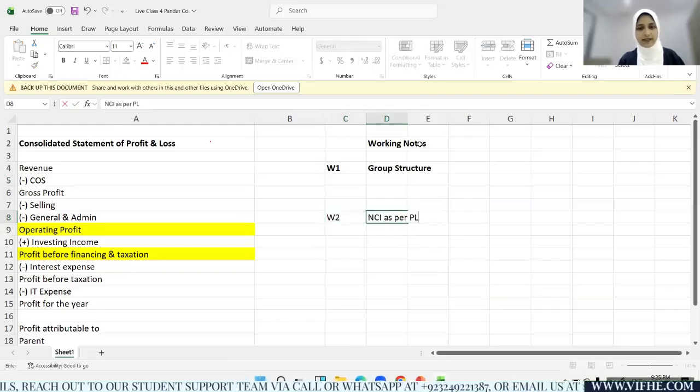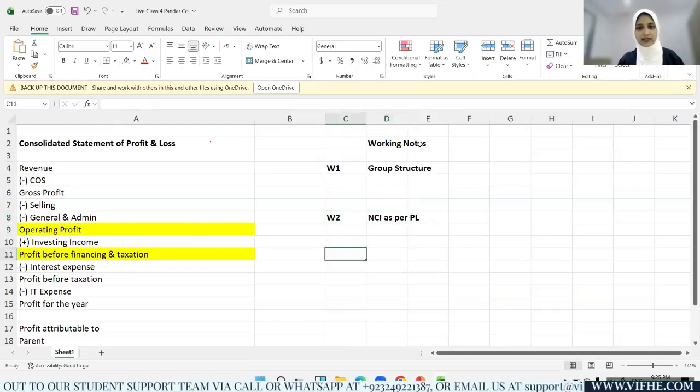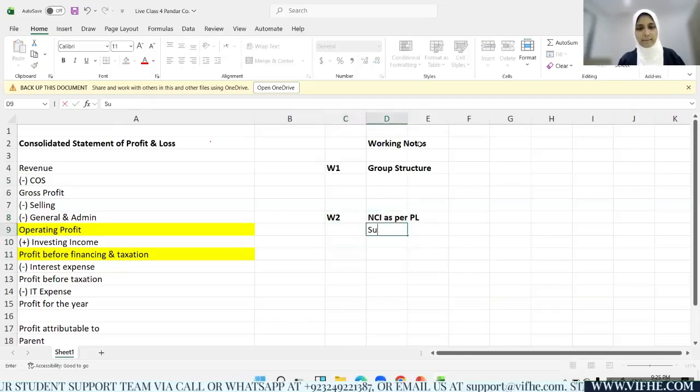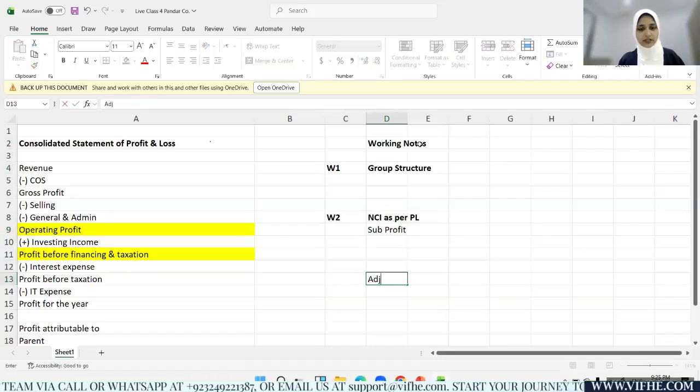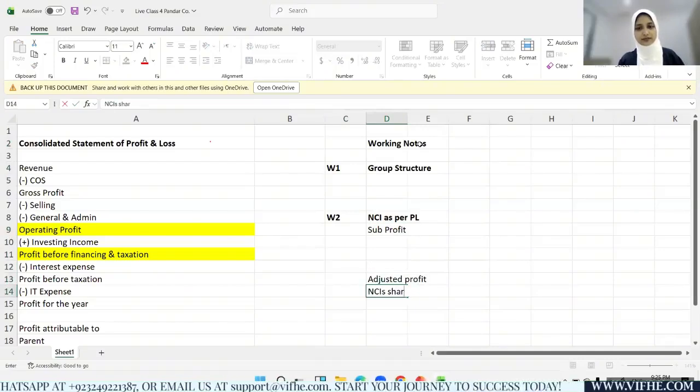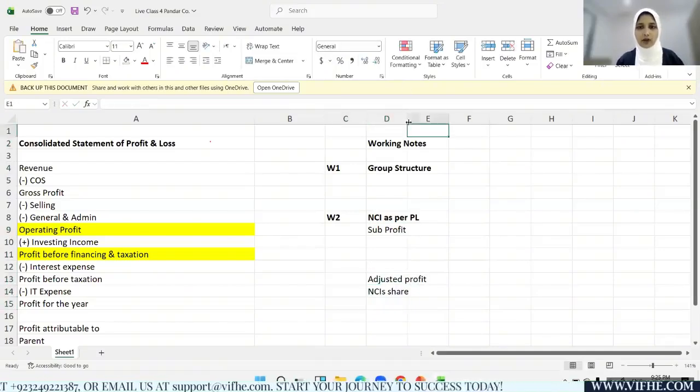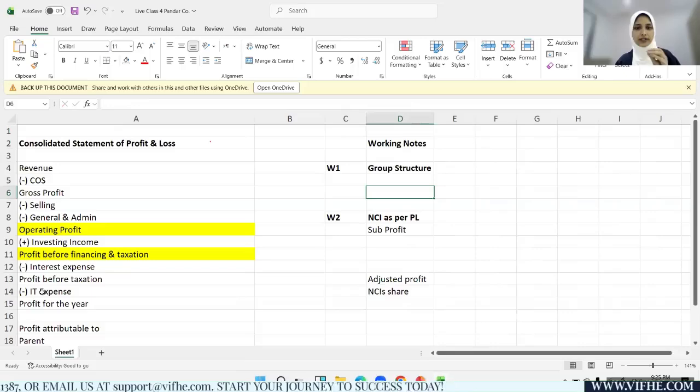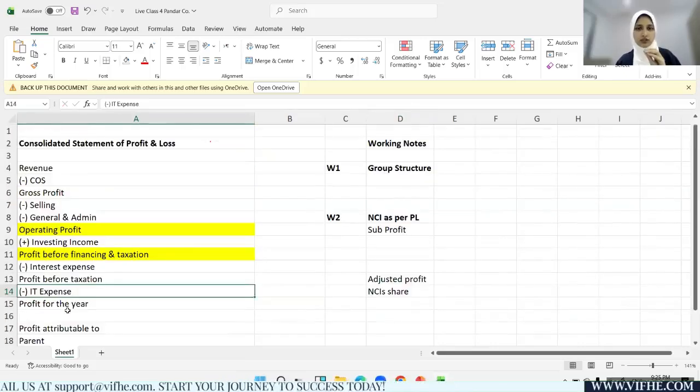Now, after this, if I need a working for anything, I will make a dedicated working for it. So this starts from the subsidiary's profit, adjusted profit, and you have your NCI share. So I will block space for this. Here I will not invest time, nor do I want this part to take a lot of time. Let's say 3 minutes maximum you should get done with this.